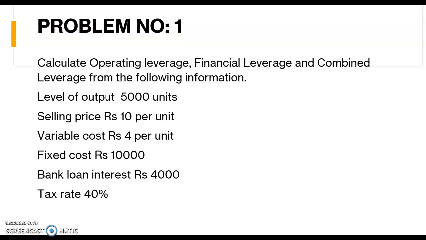The first problem, problem number 1. Calculate operating leverage, financial leverage, and combined leverage from the following information. The level of output, 5,000 units. The selling price is rupees 10 per unit. Variable cost is rupees 4 per unit. Fixed cost rupees 10,000. The bank loan interest amount is given, rupees 4,000. Tax rate is 40%. So here we can see that the capital structure does not consist of preference shares.